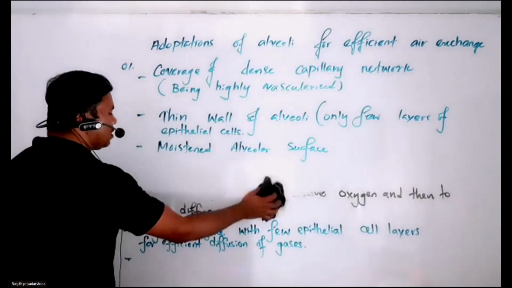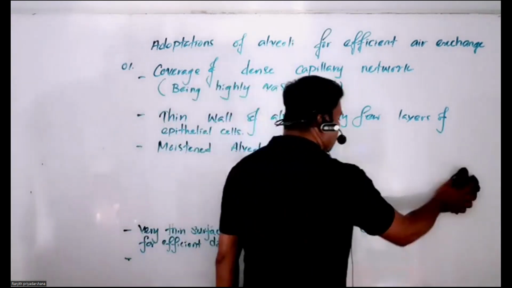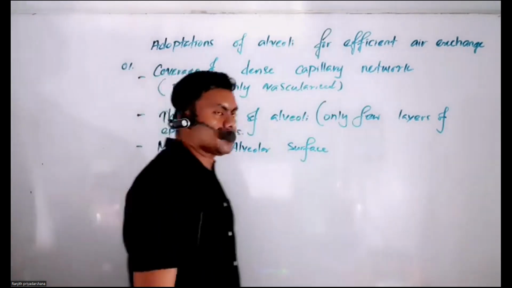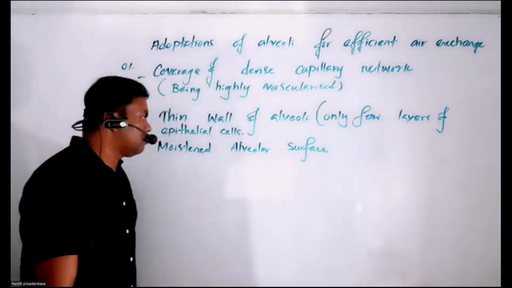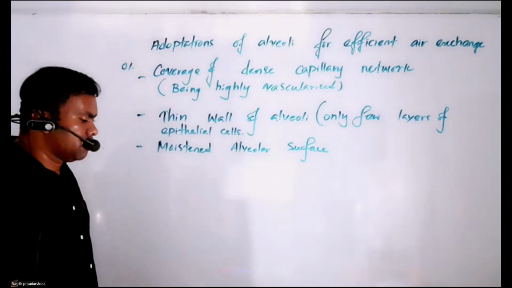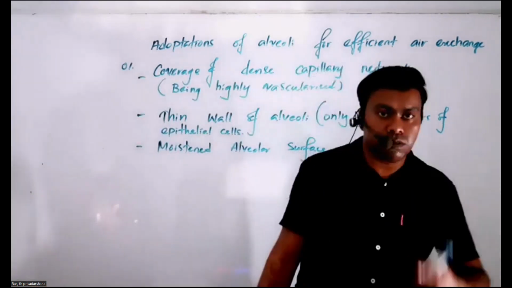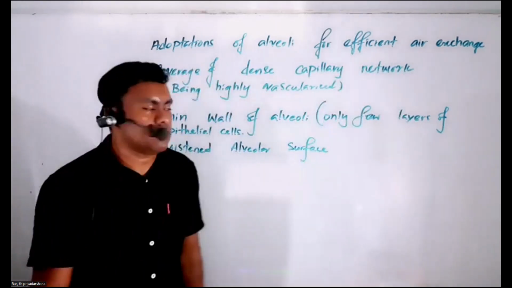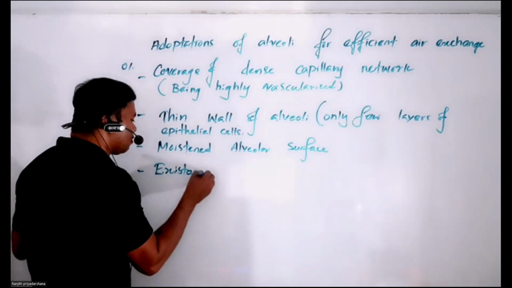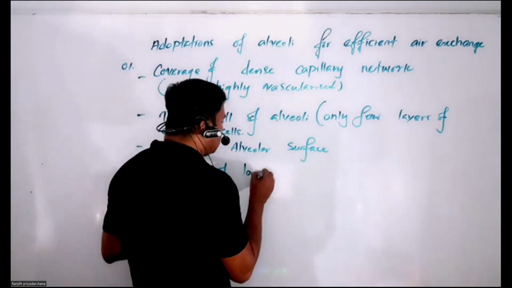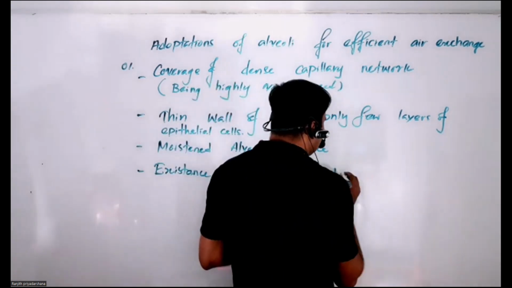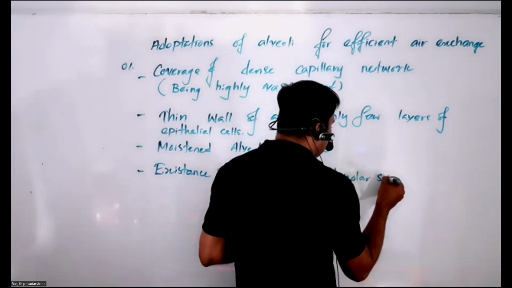So this wet condition. This means moistened. Being moistened is highly important. Then oxygen dissolves in that moisture and it's efficiently absorbed into the alveoli. Moistened alveolar surface. Yes. Presence of large number of alveolar sacs. For what? To increase the surface area. Large number of alveolar sacs.